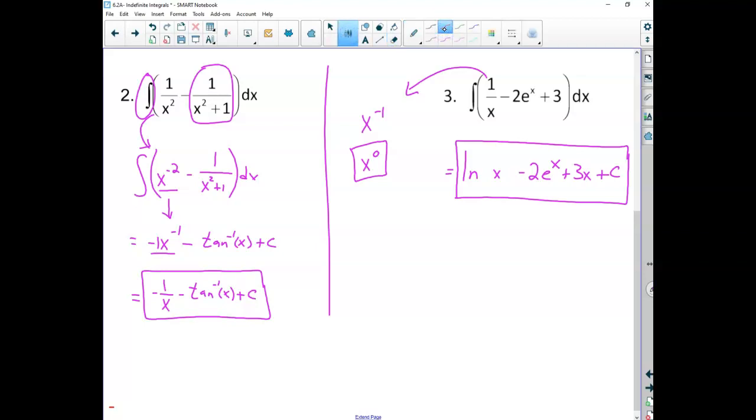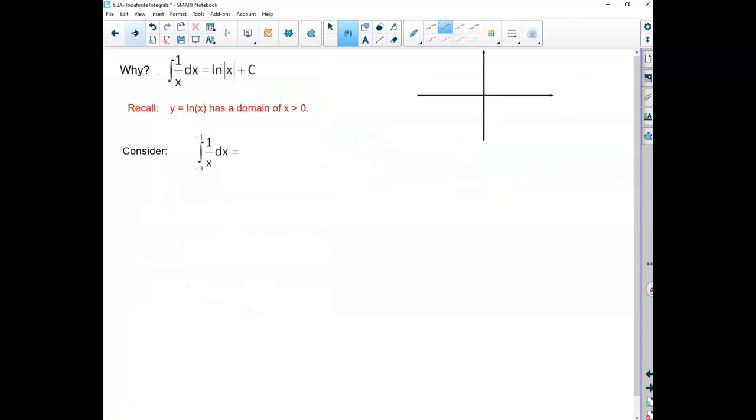It's actually the ln of the absolute value of x. So anytime I anti-differentiate these, I need an absolute value in here. Sometimes it may come and go, and you're going to ask me why, and I'm going to tell you why it is. Well, let's investigate this for a second. Why is the integral of 1 over x dx equal to the ln of the absolute value of x plus c?